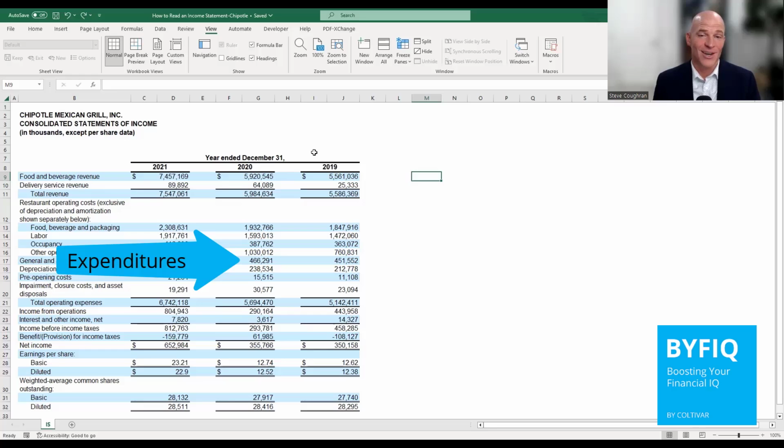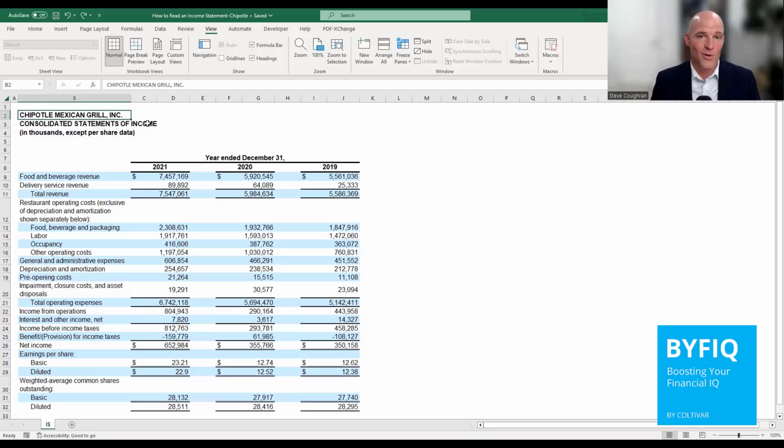So let's go through a few of the components here. First, you'll notice this is for Chipotle Mexican Grill. They are a public company. So I went and pulled these financial statements off the SEC's website, which is the Securities and Exchange Commission's website. You could pull their 10K and you have access to all their financials. And that's what we're looking at here.